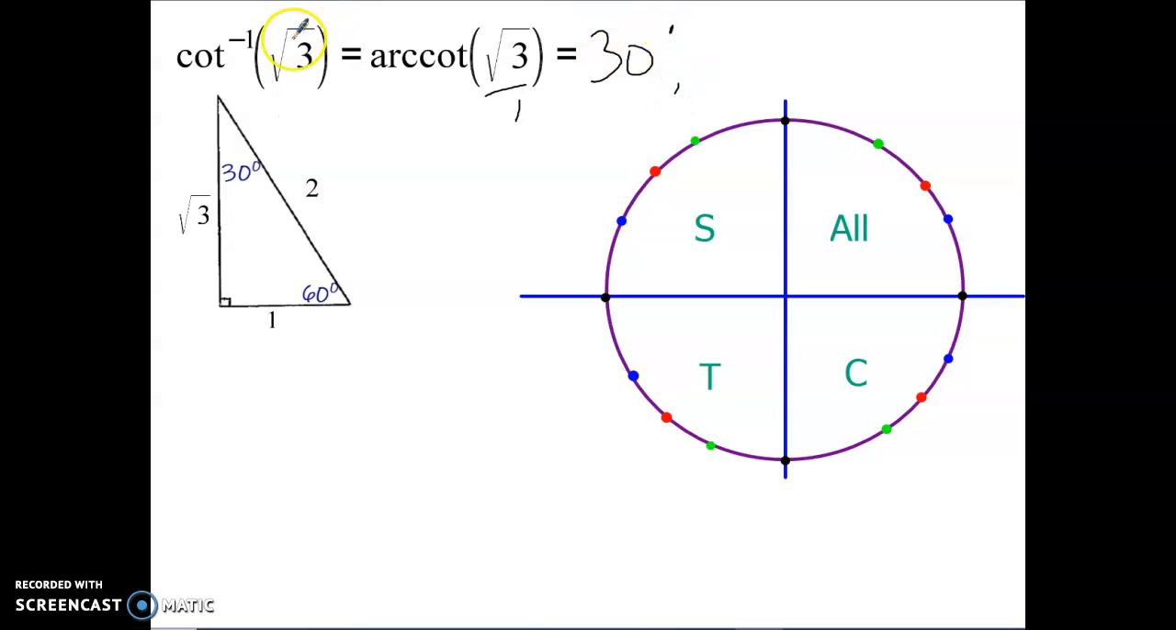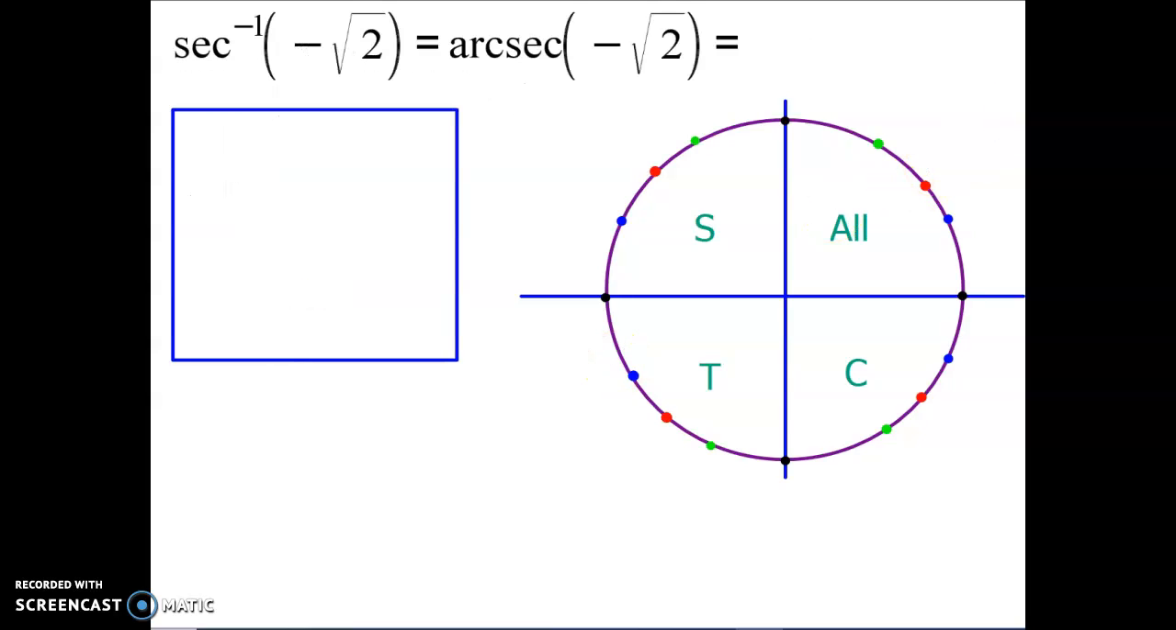But cotangent is positive in which two quadrants? It's positive in the first and the third, just like tangent. So what's this 30-degree reference angle in the third quadrant? 30 degrees past 180, 210 degrees. So there you go. I have two angle answers, 30 degrees in the first quadrant and 210 degrees in the third quadrant.